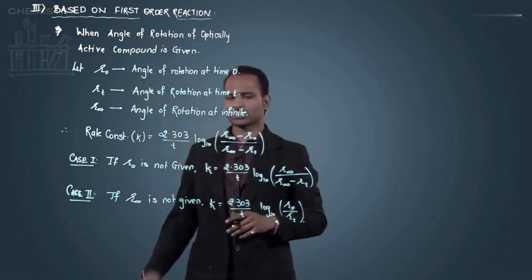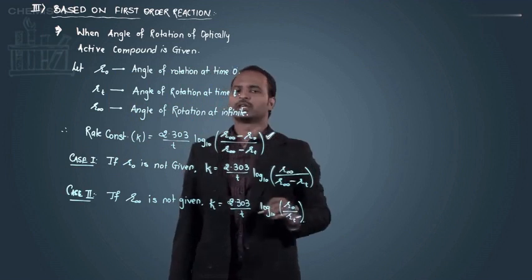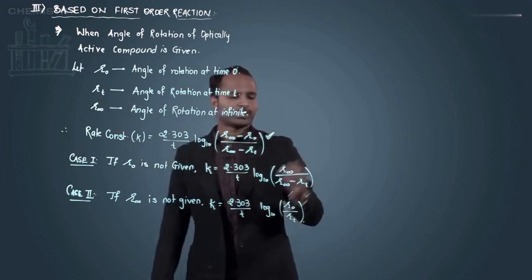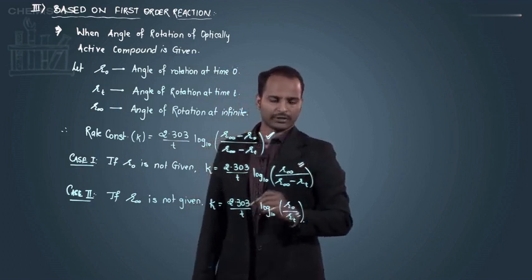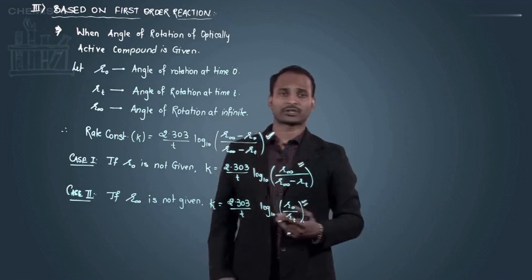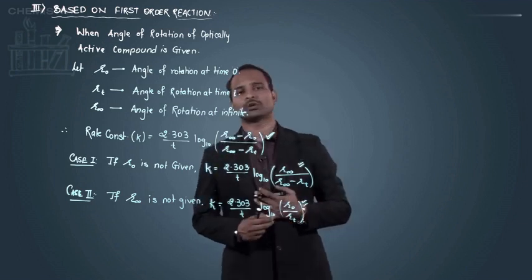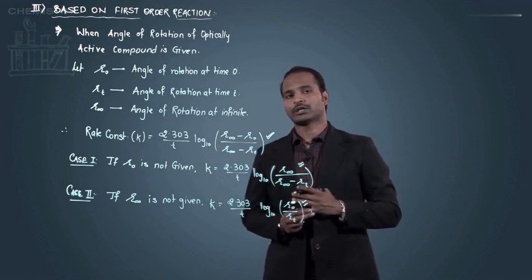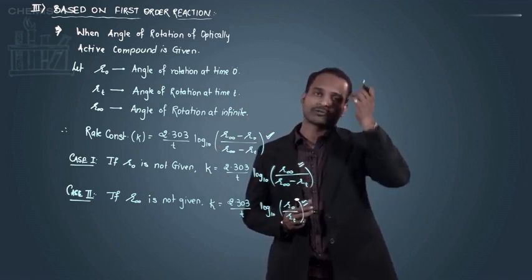So if the angle of rotation is given, then we have three formulas. If all three terms are given, that is R naught, R infinity and RT, we use the first. If R naught is not given, we use the second formula, and if R infinity is not given, we use the third. So for the rate constant, in addition to A naught upon AT, we have three more formulas depending on the given terms, or which type of numerical is given.